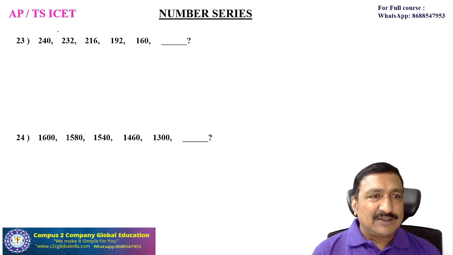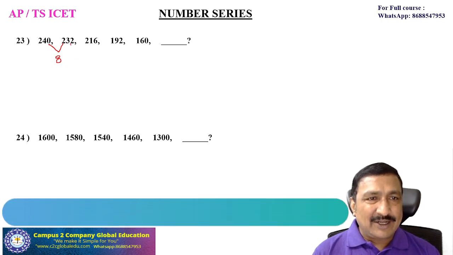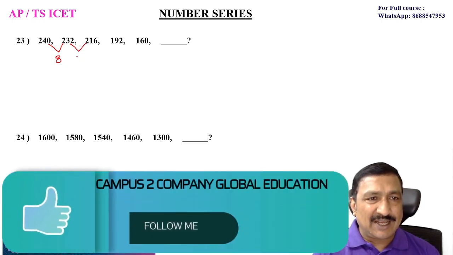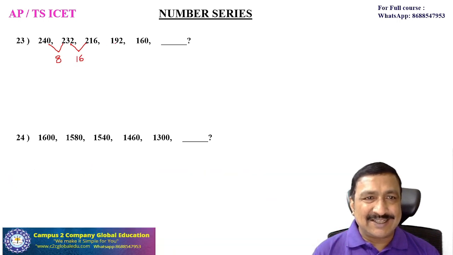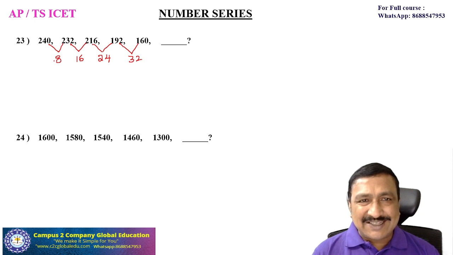Now look at the next one. So 240 and 232. It is a decreasing series. So 240 and 232, how much is decreased? 8 is decreased. And 232 and 216, how much is decreased? 16 is decreased. And 216 and 192, how much is decreased? 24 is decreased. And 192 and 160, how much is decreased? 32 is decreased.